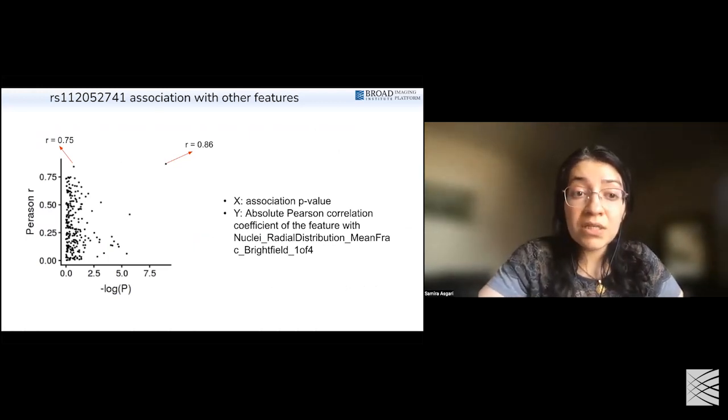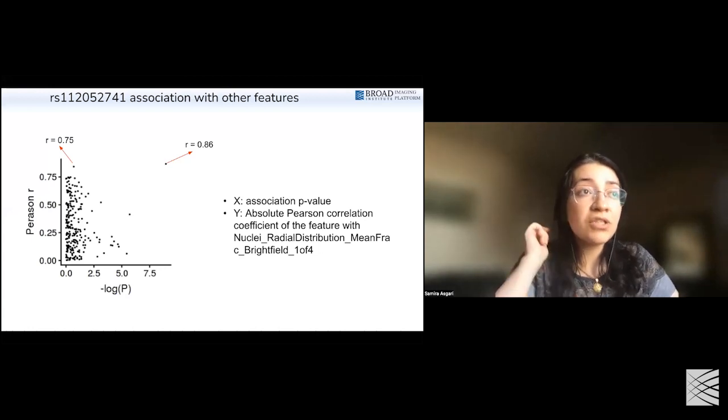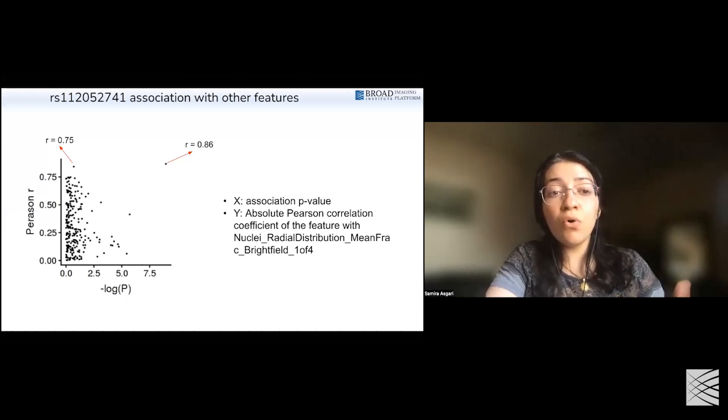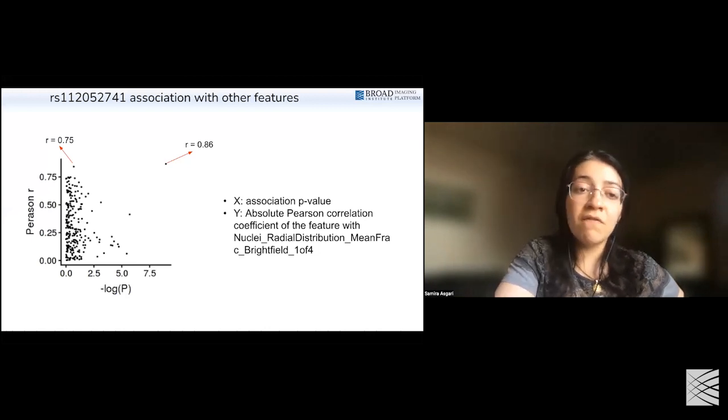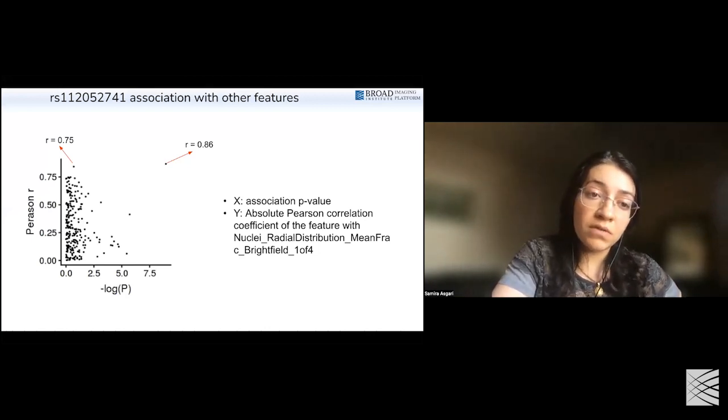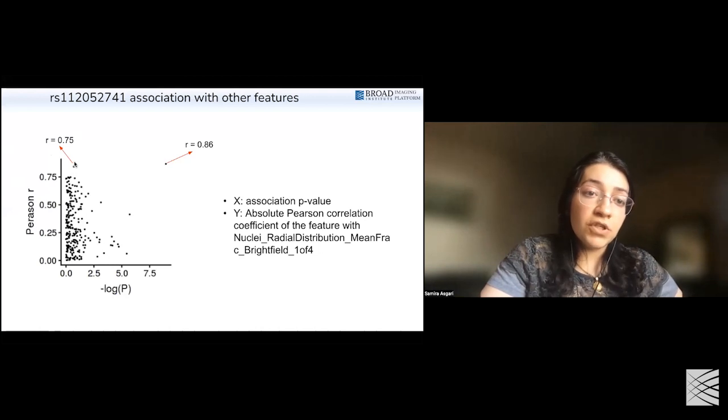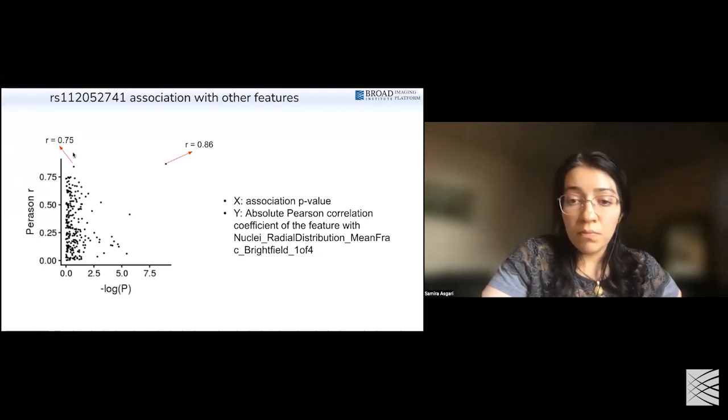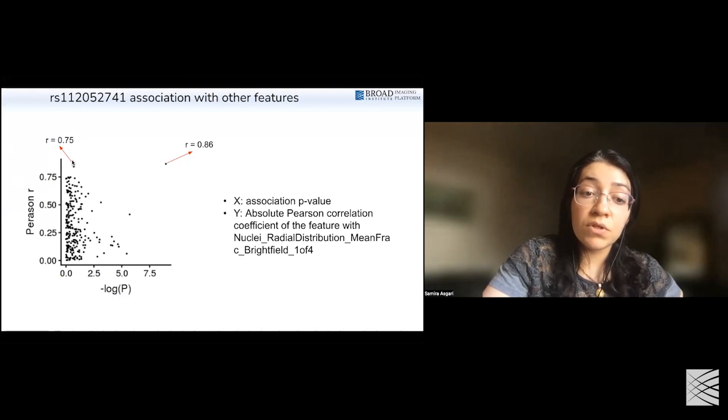And Juan mentioned that cell morphology features are highly correlated. So it's rational to think if my variant is associated with a given feature, it should also be associated with the same or similar level of strength with other features that are highly correlated with that given feature. And this is what basically this plot shows. The odd thing here was there was a feature that was highly correlated with our nuclear shape feature, but the p-value for the association of our variant with this feature was really low.